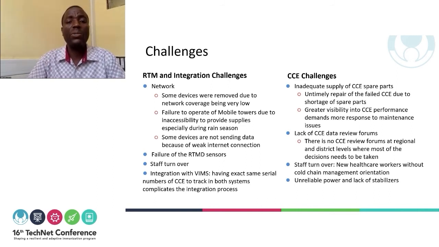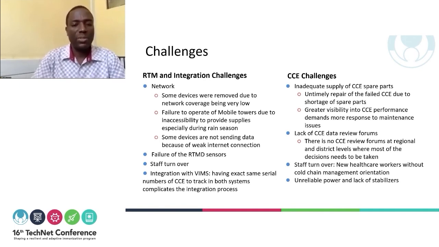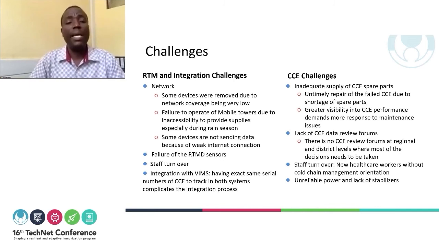We have also noted that during rainy season in some areas, the mobile tower signals are sometimes not very strong. And therefore, the devices are unable to send the SMS. But also, as I've said, in areas where there's weak internet, the devices cannot send the SMS. We have also noted a number of sensor breakdowns because of the connection, but now we are improving the way we install the cables to the cold chain equipment.